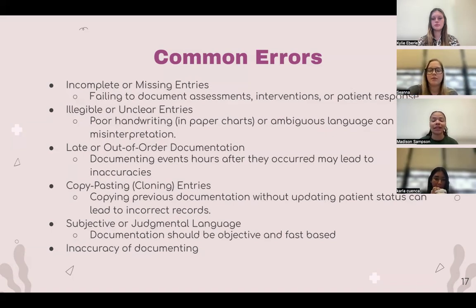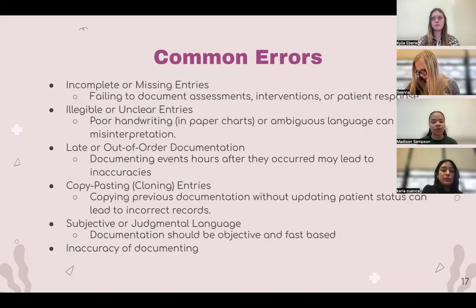So recording events as they happen ensures accuracy. Copy and pasting, which is cloning entries. Copying previous documentation without updating the patient's current state can lead to misinformation. Each entry should reflect the most recent assessment.